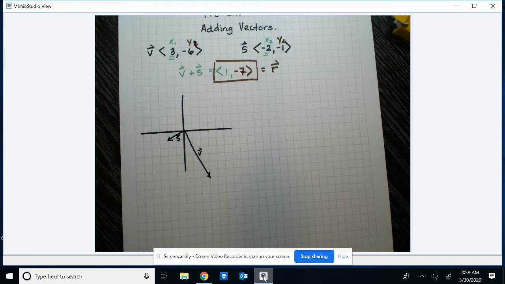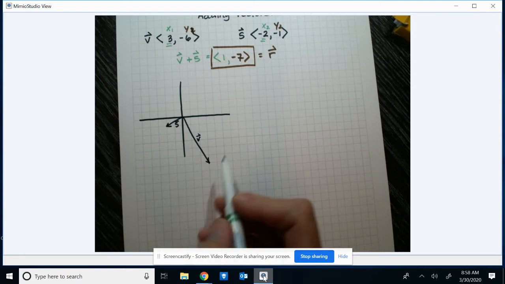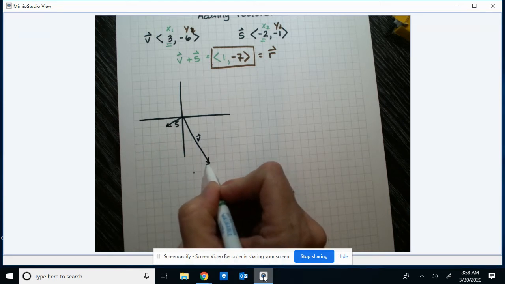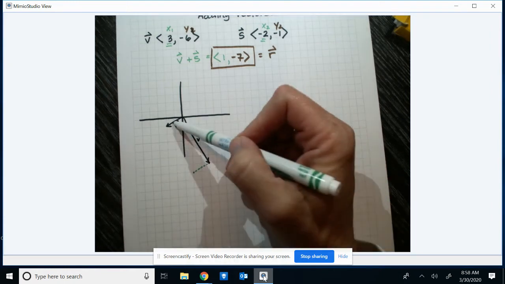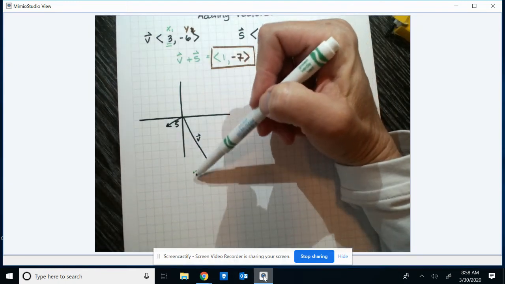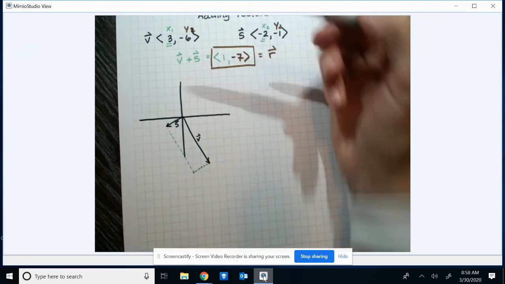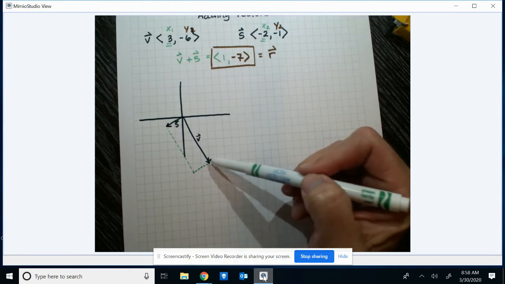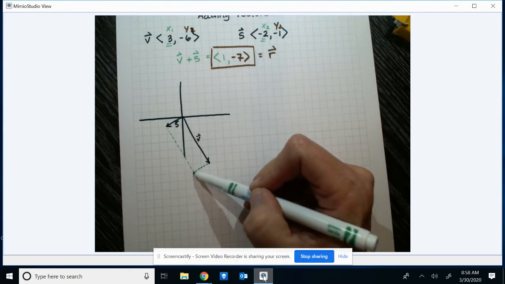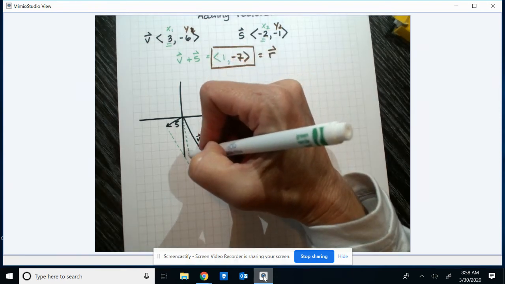I'm going to do the same thing from this end and create this other side. So if I am trying to create the side over here that's parallel to S, I would go down 1 and over 2. And that would be the side that's parallel to the side that's marked vector S. And then if I connect these two, this will make the parallelogram. I have the four sides of my parallelogram. All right, wherever these two sides end, that's going to be your resultant vector or your answer.